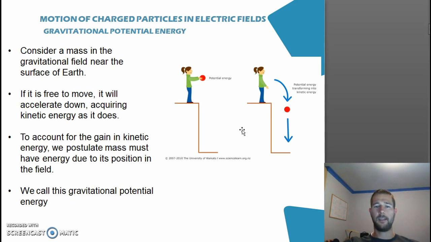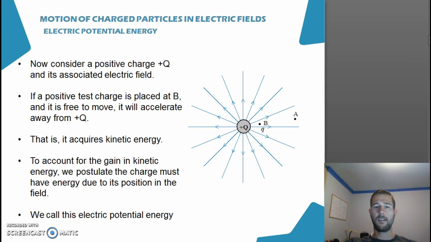As it falls, it gains kinetic energy. However, we also know energy cannot be created or destroyed. It can only be transformed. So this energy has to come from somewhere. We can say that the ball in this position up here has a potential energy, and in this case it's gravitational potential energy.